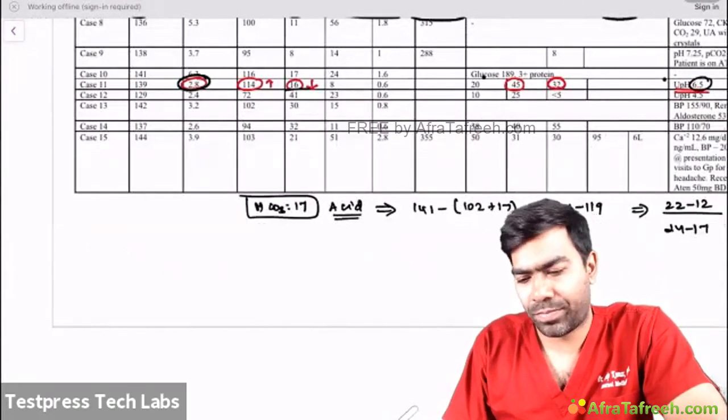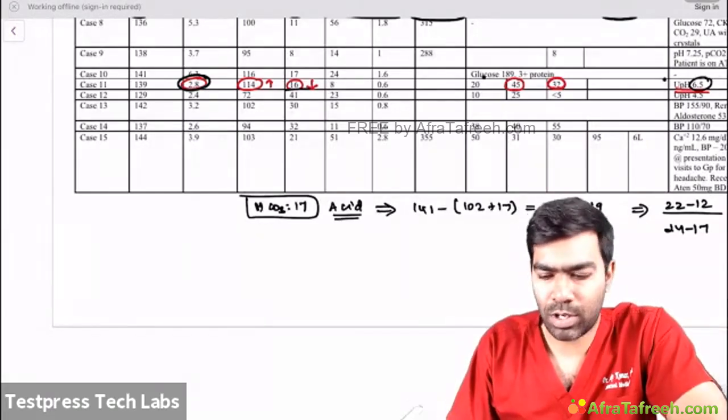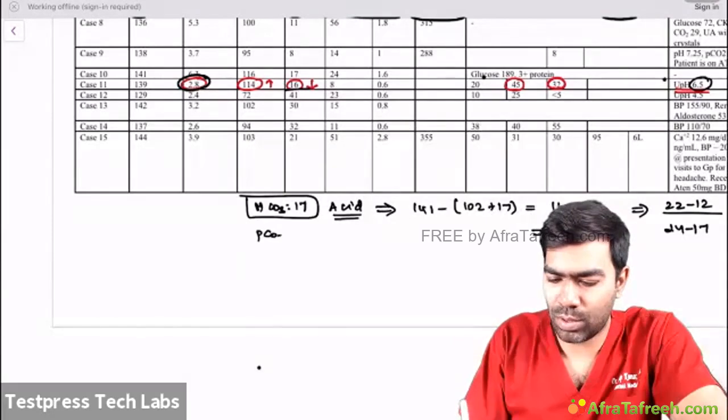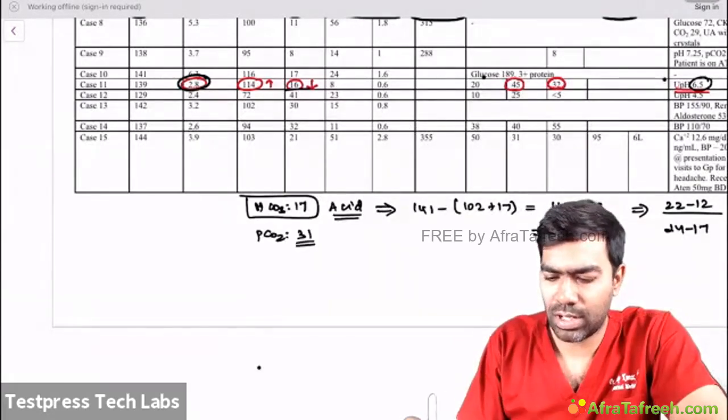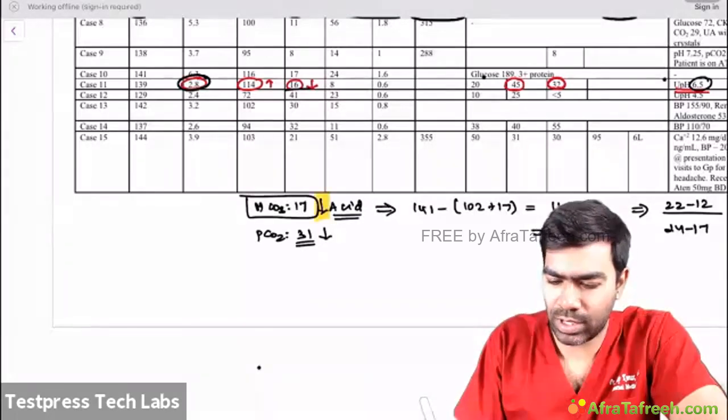So it's a HUGMA. We know that. And we need to know whether it's a correct compensation or an inappropriate compensation. For that, I need to see the PCO2. PCO2 is 31 in this patient. So PCO2 is decreased as well as bicarbonate is decreased, and arrows are moving in the same direction.